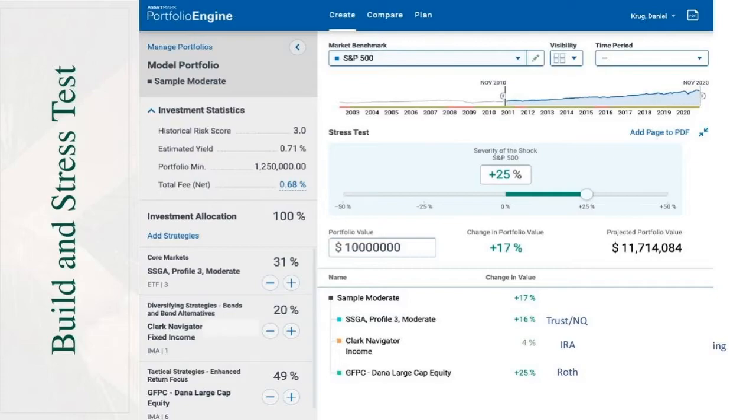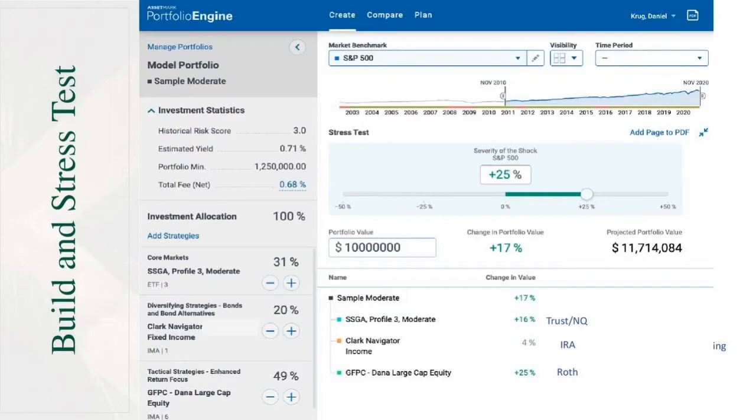The next account, the Dana Large Cap, this is your Roth account. This one actually went up 25%. Again, this is an all equity portfolio. Now, take a look at where the gains are coming from. And keep in mind also how many times the market goes up before it actually goes down. And I'll talk about that a little bit in the next slide.